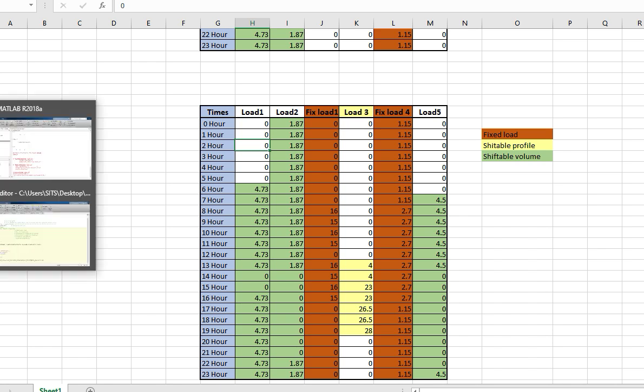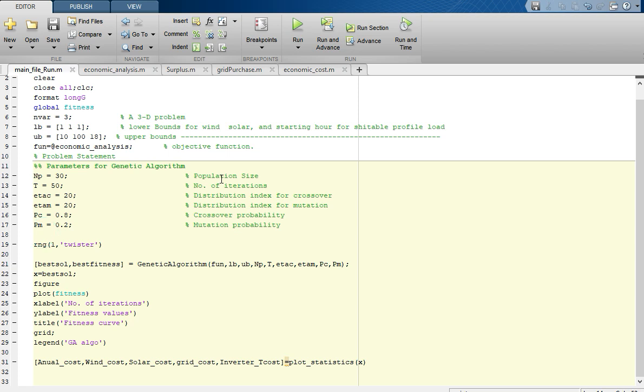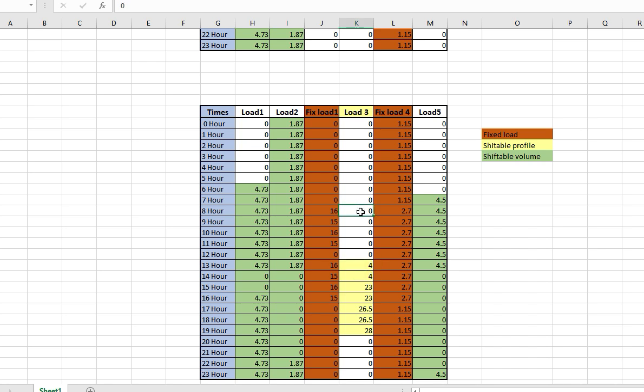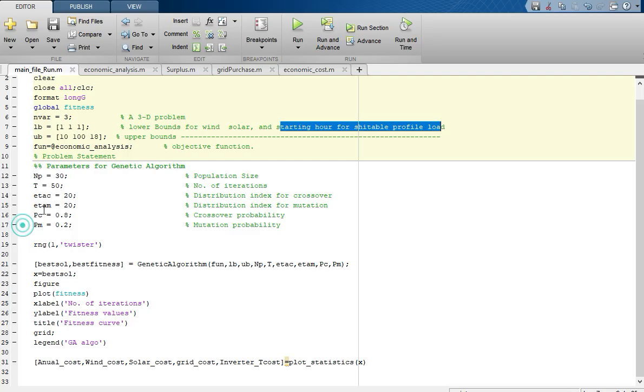So moving to the code. Here is the main file. In the main file, this is clear close. Then the number of variables that we want to optimize. There are three variables, and later on we will discuss what they are. The first variable is the size of the wind. The second is the size of the solar, which should be optimized. And our third variable is the starting hour of the shiftable profile load. This starting hour will be decided by this algorithm.